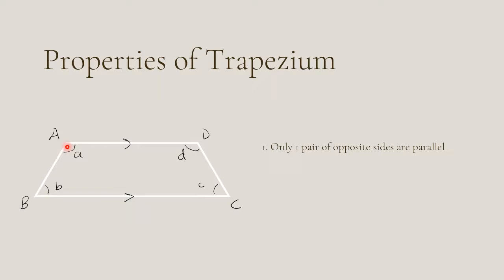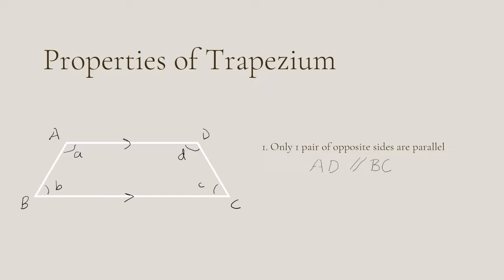So we can see a pair of parallel lines here. We have AD and we have BC. So you can see the lines are parallel by looking at this small arrow over here, meaning to say that AD is parallel to BC.